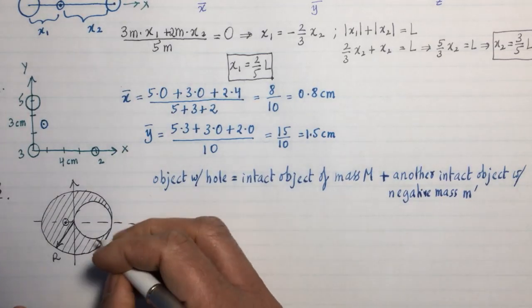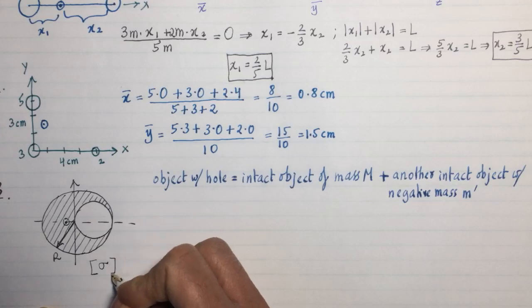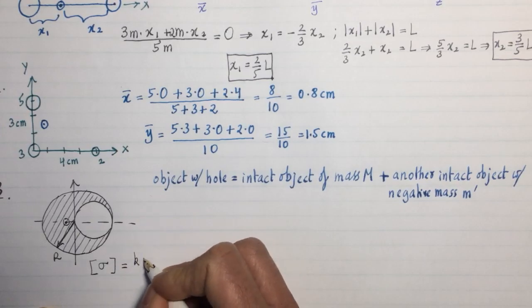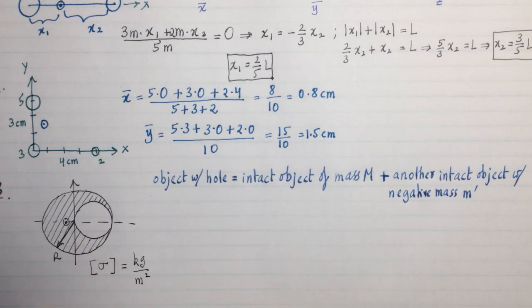The other thing that will be useful for us is to define a quantity known as mass density. The units of mass density are kg per square meter. This is more like the surface mass density. It's not the usual meaning of density, which is mass divided by volume. This is a surface mass density, hence it's kg per meter squared. This will allow us to convert areas to masses.